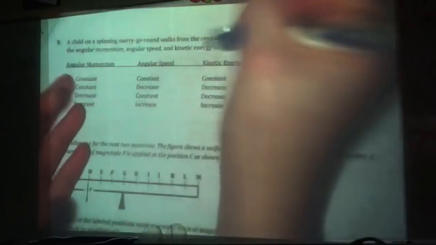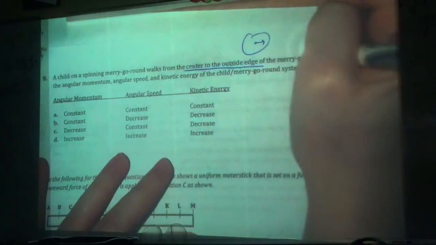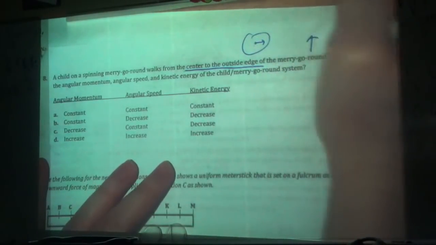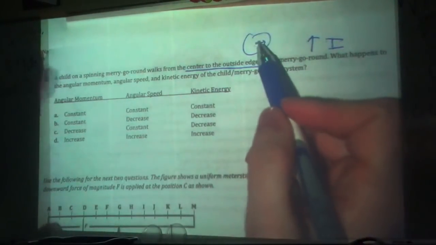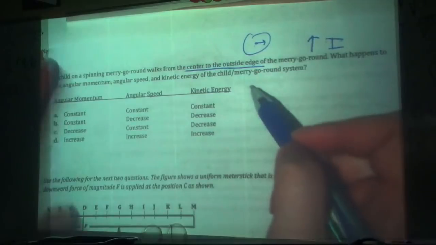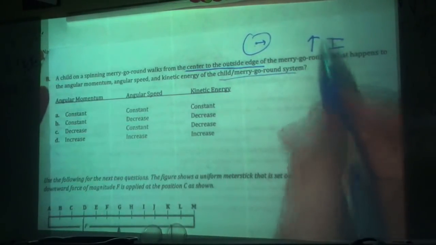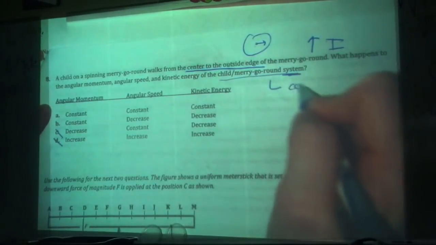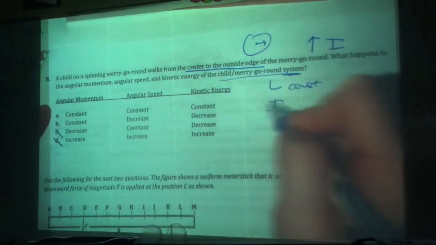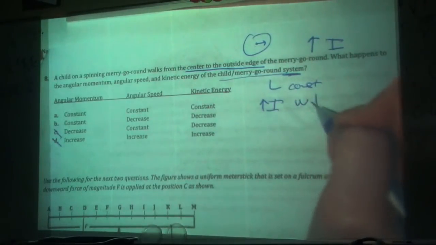A child is spinning on a merry-go-round, and they walk from the center to the outside edge, so they're going out farther, which means that they're spreading their mass farther away, which means they're increasing their rotational inertia. There's been no external torque, because they're just walking on the merry-go-round, so the angular momentum of the child and merry-go-round system is going to stay the same. So angular momentum of the system has to be constant. And if the rotational inertia increases and the L stays the same, that means the angular speed must decrease.